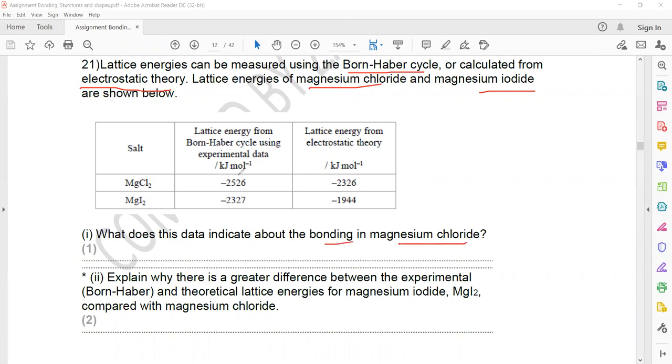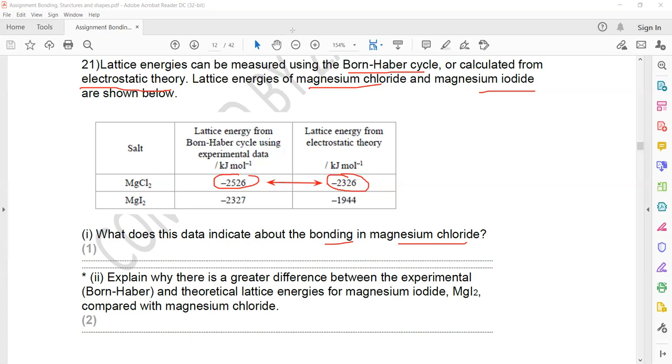So bonding in magnesium chloride, it is minus 2500. The negative sign shows that it is exothermic. So it is minus 2526 and then minus 2200 and minus 2326. So there's a difference between the experimental and the electrostatic. What it shows is that ions are not perfect spheres. If ions were perfect spheres, then the theoretical lattice energy should match the experimental lattice energy.